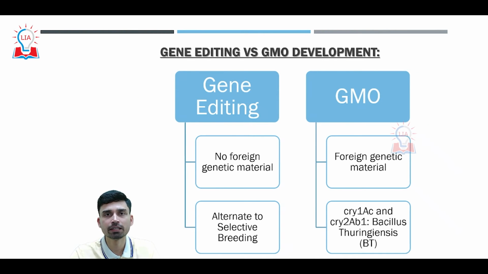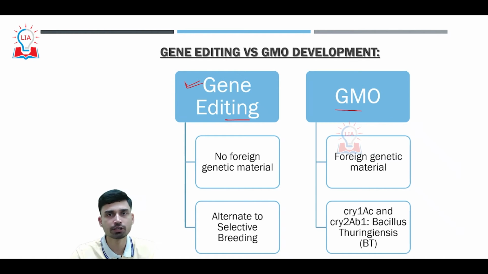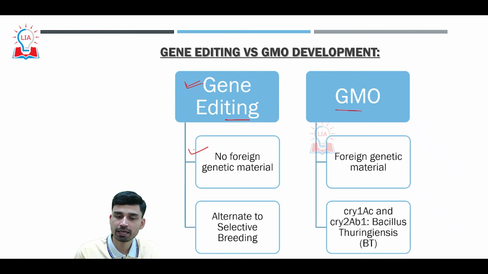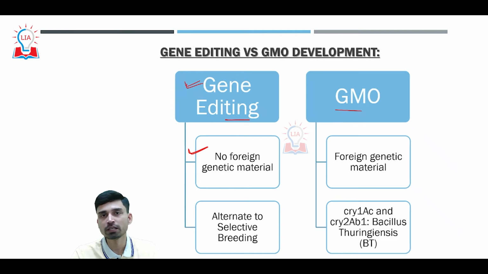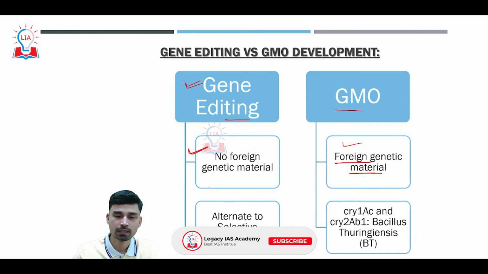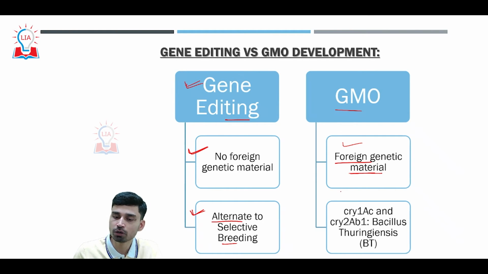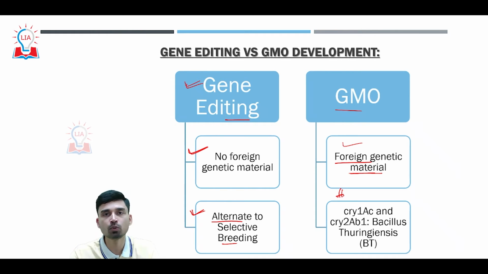Now, we briefly try to look into the comparison between gene editing and genetic modification. Two major things are there. First, roughly, in gene editing, foreign genetic materials are not introduced, while in genetic modification, the introduction of foreign genetic material is the most important thing. Second, gene editing can be understood as an alternative to the selective breeding that was done earlier, when gene editing and gene modification were not understood. While in genetic modification, scientists try to understand what kind of traits they want to impart to a particular organism, whether it is a plant or an animal.